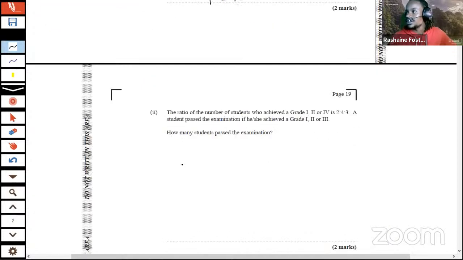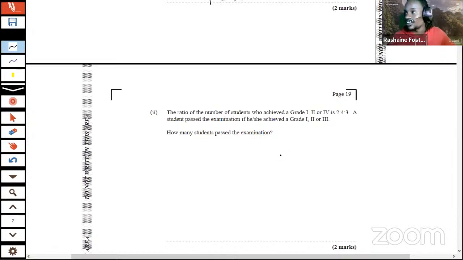The second part now says the ratio of the number of students who achieved a grade 1, 2, or 4 is 2 to 4 to 3. A student passed the examination if he or she achieved a grade 1, 2, or 3. How many students passed the examination?